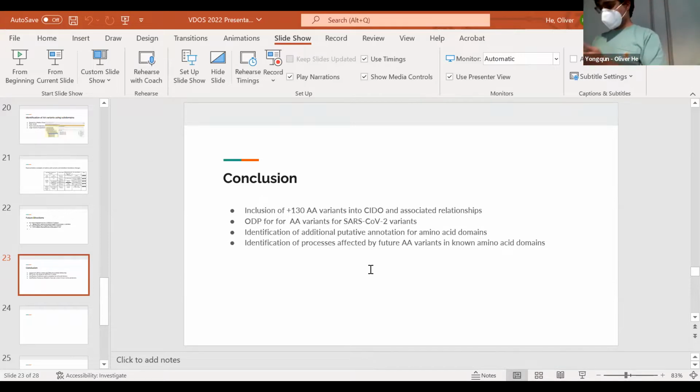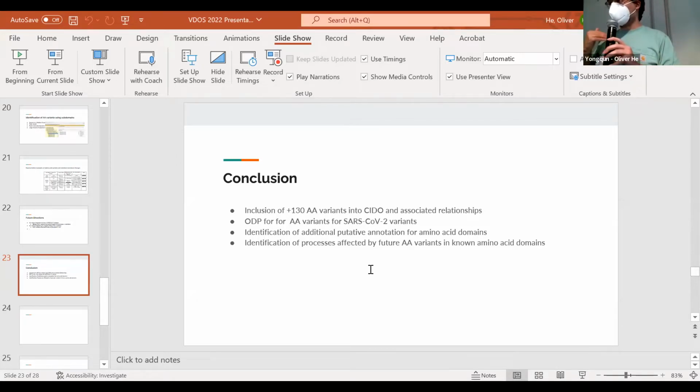Okay. And can you repeat the question? Yeah, so, okay, this is working good. So the question was, how can we use CIDO in order to further vaccine research when it comes, especially with the integration of amino acid variant tools?